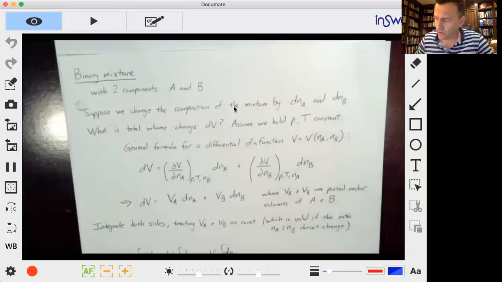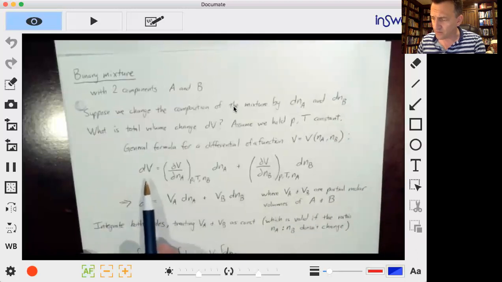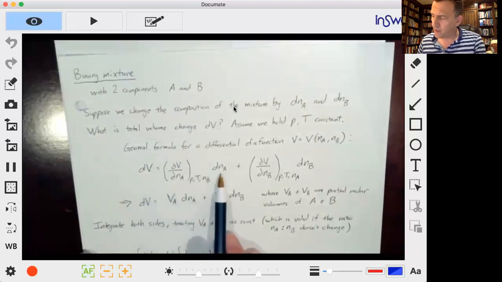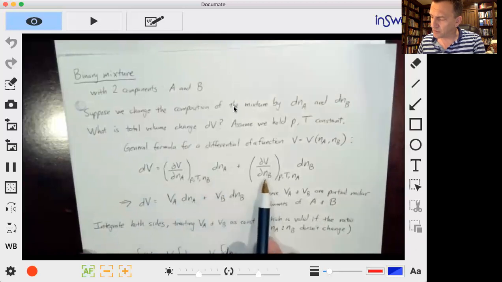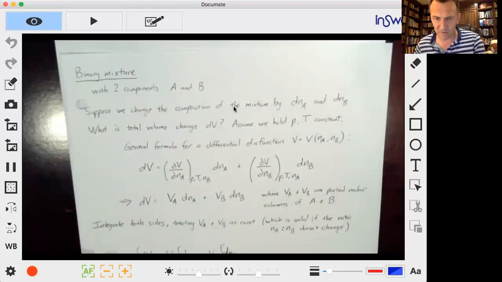As we've talked about before, if I want to write the differential of a function, in this case a function of Na and Nb, the number of moles of the two substances, I can write the differential using basically the chain rule. dV is equal to the derivative with respect to one of the variables, Na, times the change in Na, plus the derivative of V with respect to Nb times the change in the number of moles of B. Here you see that we are holding pressure, temperature, and the amount of the other substance constant in each case.